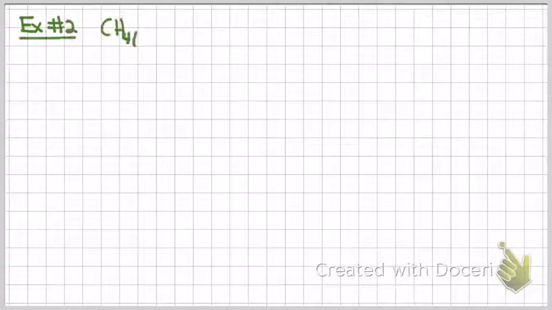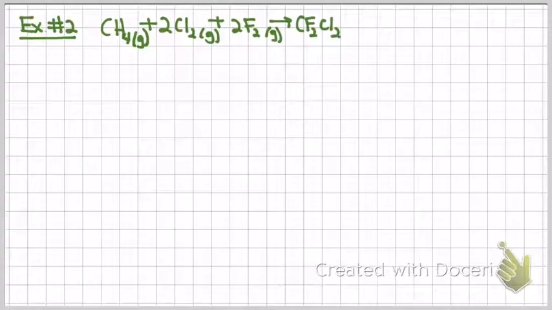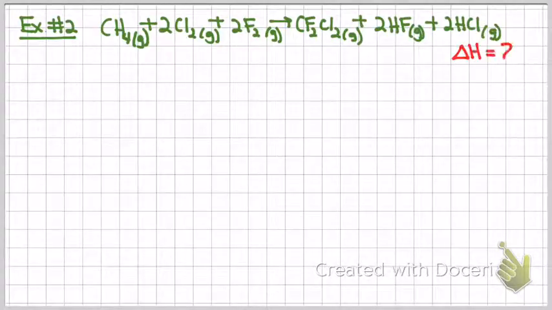Bond energies is an extra third alternative for calculating enthalpy changes for reactions that clearly don't require you actually having to conduct the reaction. So let's look at this second example. In this one, I've got methane reacting with chlorine and fluorine, and I formed three new products.